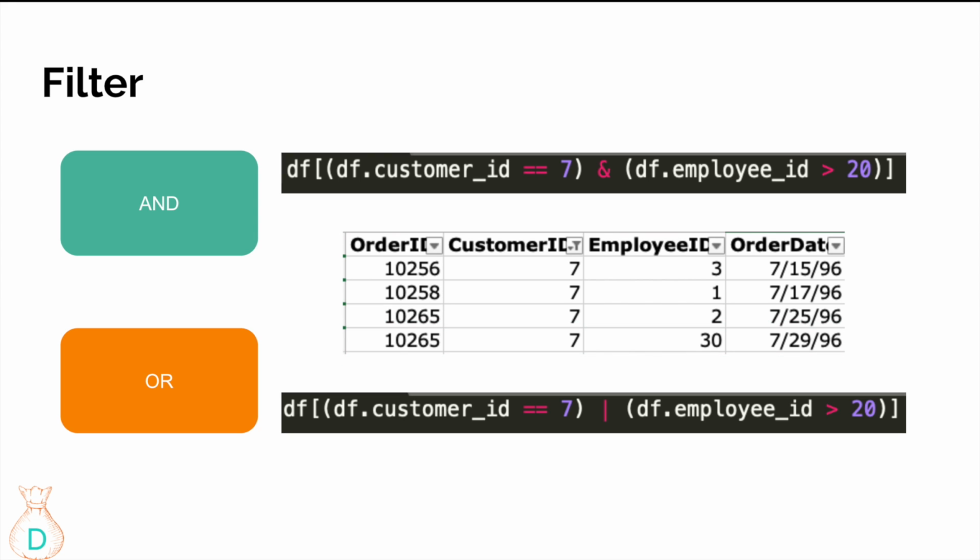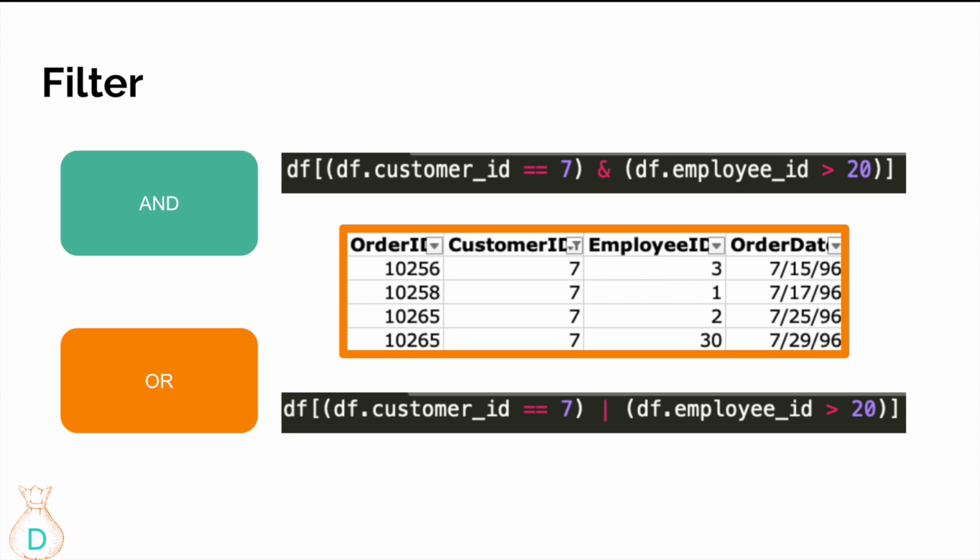But let's look at the second situation, for the or statement. The line in the middle is an or statement in Python. In this case, we have df bracket parentheses df dot customer ID equals 7 or df dot employee ID greater than 20. So in this case, only one of the conditions has to be met, then the rows will be selected. Meaning, looking at our sample data set, all 4 rows have customer ID equals 7, so we're going to pick all 4 rows in our data set.